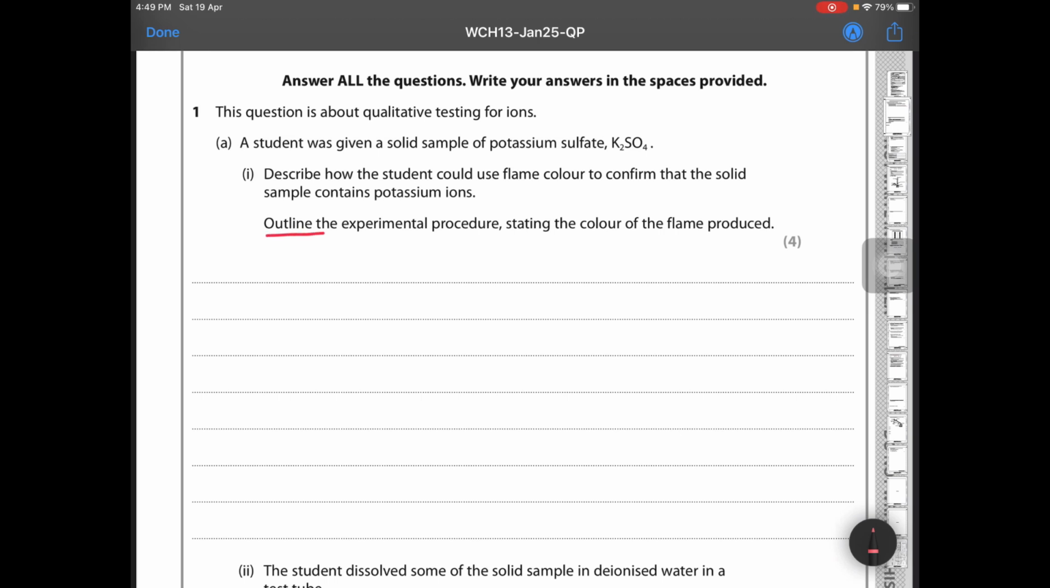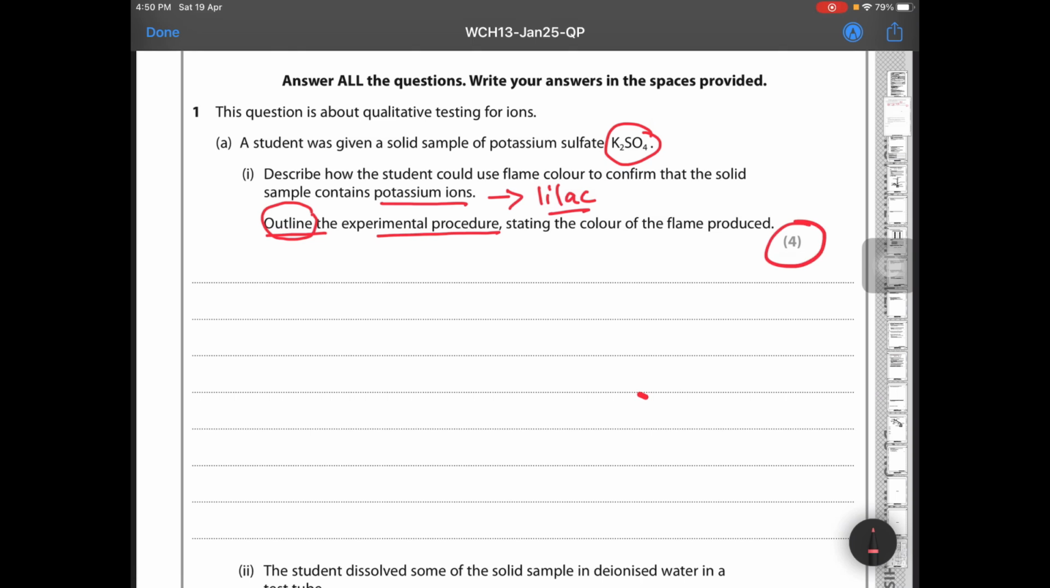So this question is about the flame test. You have to outline the experimental procedures to explain the flame test and prove that the sample contains potassium ion. You know potassium will give you a lilac flame. Okay, so you have to just outline. By the way, outline is a command word, so every question has one command word and you just need to follow what they are asking exactly.